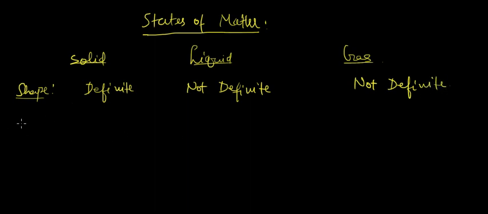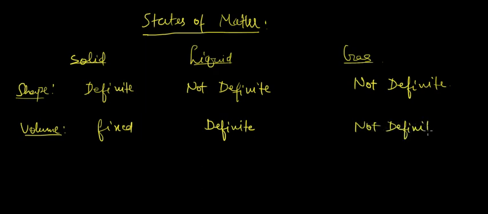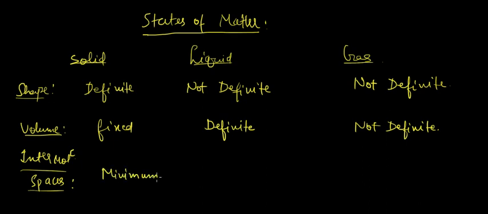Next, let us talk about volume. The volume of a solid is fixed. For a liquid it is definite, and for gases it is not definite. Let's then talk about intermolecular spaces. In solids the intermolecular space is minimum, for liquids it is moderate, and for gases it is maximum.